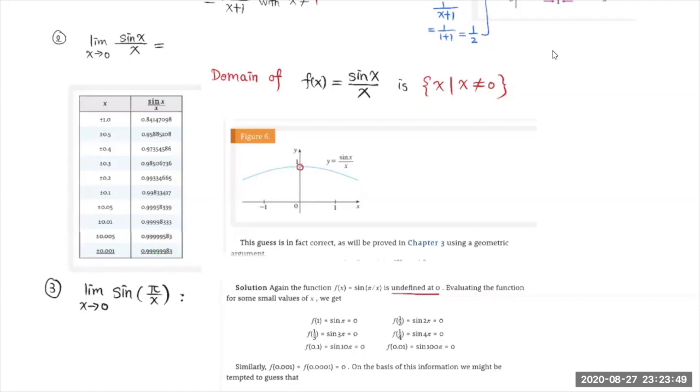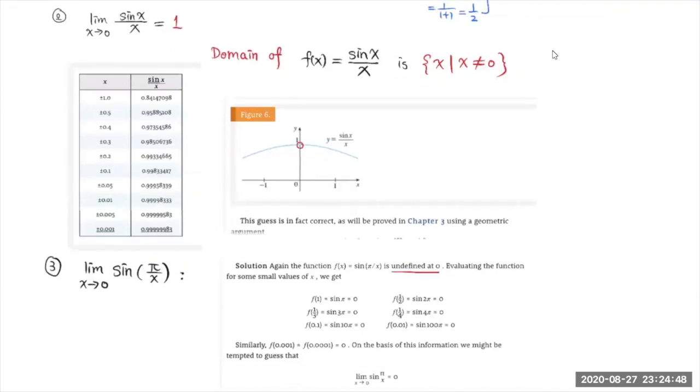As you observe from the graph right here, when x is getting closer and closer to 0 from the left side and the right side, the function value, the y value here, is getting closer and closer to 1 right here. Even though the function is not defined when x equals 0, there's a gap here, but the y value is getting closer and closer to 1, okay? So now we can conclude that the limit of this function as x approaching 0 from both sides is equal to 1. For now, this is only a guess, right? In fact, this is correct. We can prove this using a geometric argument in chapter 3.